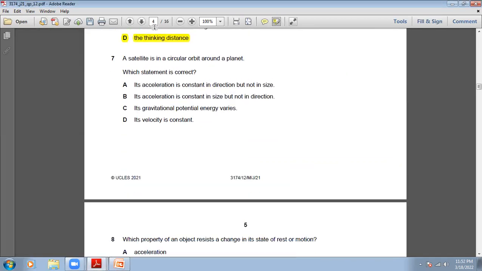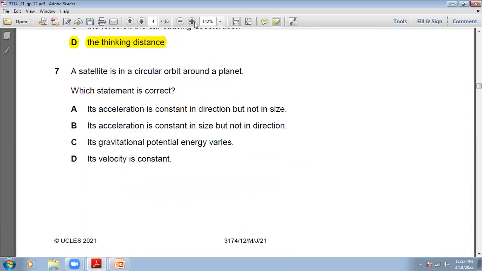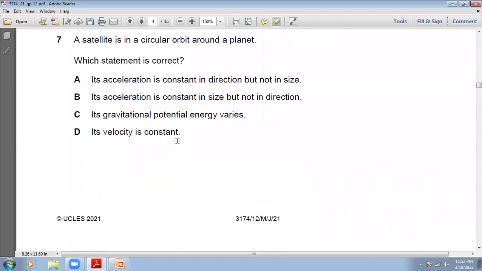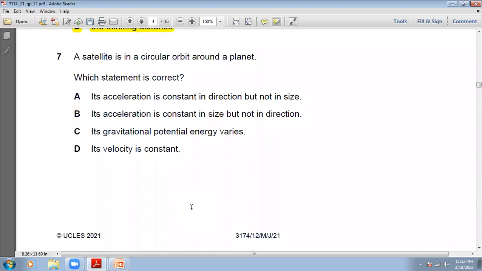Okay. Question number 7 is coming up on your screen. Now we ask question number 7. A satellite is in a circular orbit around a planet. Which statement is correct? Its acceleration is constant in direction but not in size. Its acceleration is constant in size but not in direction. The gravitational potential energy varies.